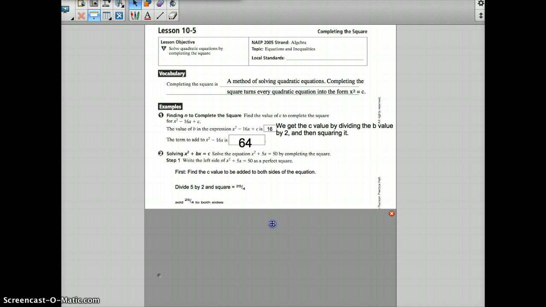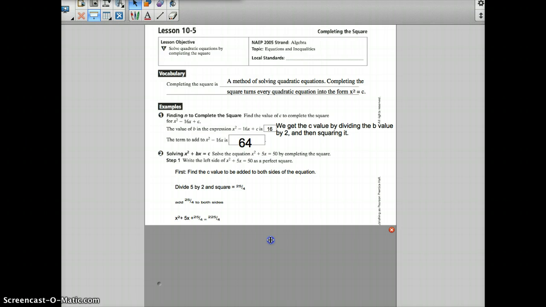So we add 25 fourths to both sides. I'm leaving that as the fraction, and you'll see why here in a second. So we add 25 fourths to both sides of the equation, and we now have x squared plus 5x plus 25 fourths equals 225 fourths. And again, I'm leaving these as fractions, and you'll see why here in a second.